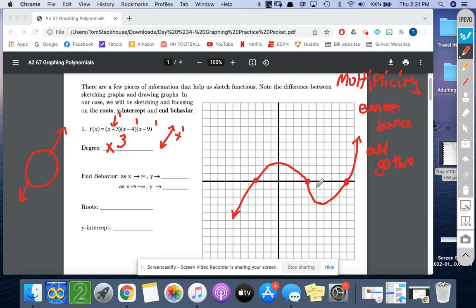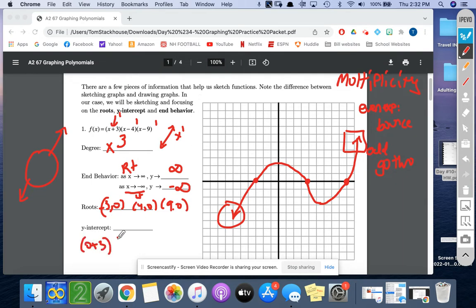The end behavior: my left side goes down towards negative infinity, and my right side goes up toward positive infinity. The roots are at -3, 0, at 4, 0, and at 9, 0. Now, to find the y-intercept, you plug 0 into all my x's. So 0 plus 3, 0 minus 4, 0 minus 9. That'd be 3 times -4 times -9, which comes out to be positive 108.